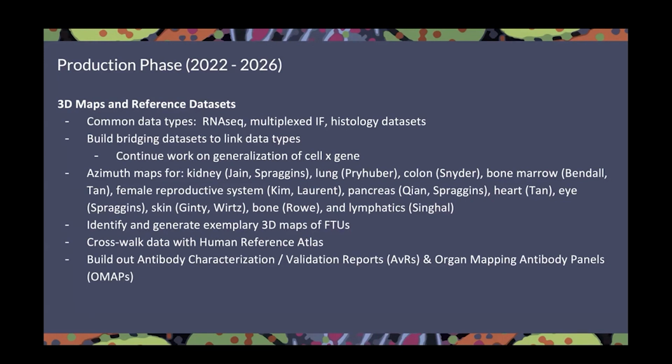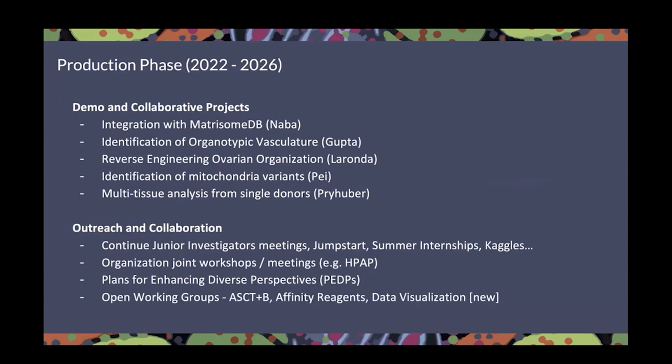And yes, all of those have IDs, and they then are used to construct so-called organ mapping antibody panels, or OMAPs. And again, that's the cell types by protein biomarkers matrices that are also in alignment with the ASCT+B tables. We have started to identify and generalize, I think that's on the previous slide, the functional tissue units in 3D, and we are very excited to collaborate on those.